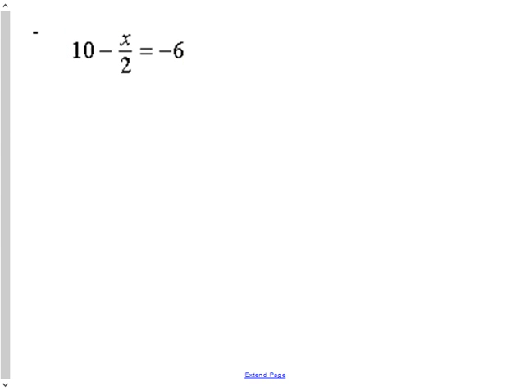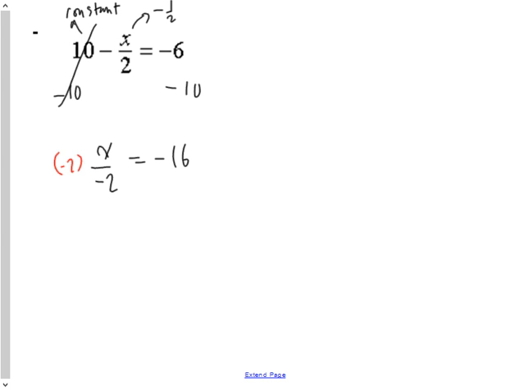Our next question. So now we have a 10 as a constant in this question, and a negative half as a coefficient in x. Get rid of your constant of 10 by subtracting 10 from both sides. And now that you have this, remember you keep your negative symbol in your denominator. You're going to multiply both sides by negative 2. And x will equal 32.